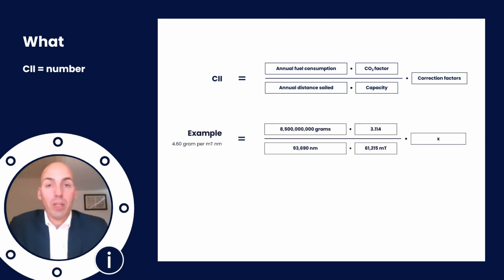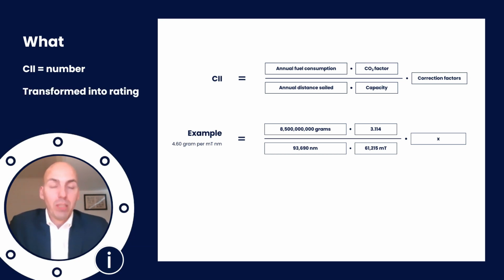So if we look into an example, as you can see here, it's expressed in grams per nautical miles sailed multiplied by metric tons. If you have the correct ship, some ship types use gross tonnage, others use deadweight, most use deadweight. Multiplied by the correction factors, and the result for this example is 4.60 grams per metric ton nautical mile, or nautical mile metric ton.